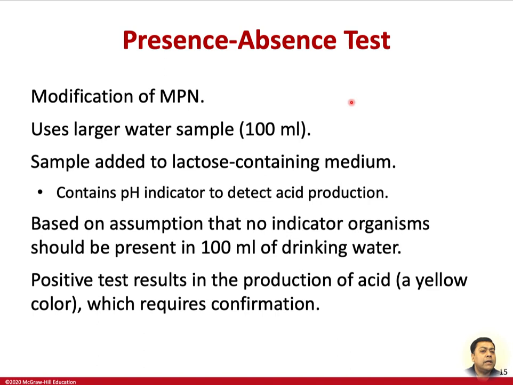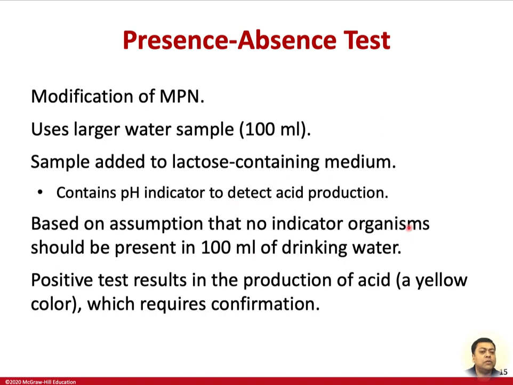On the other hand, there are some presence or absence tests, and this is a modification of the most probable number. This uses a larger water sample, about 100 ml, and the sample is added to a lactose-containing medium. Remember that all the coliforms use lactose, and the medium also contains a pH indicator to detect acid production. Based on the assumption that no indicator organism should be present in 100 ml of drinking water, this test is done. So how is this test done?